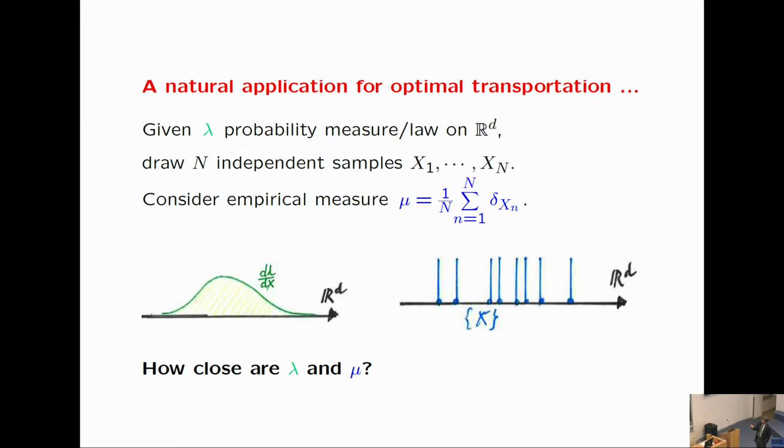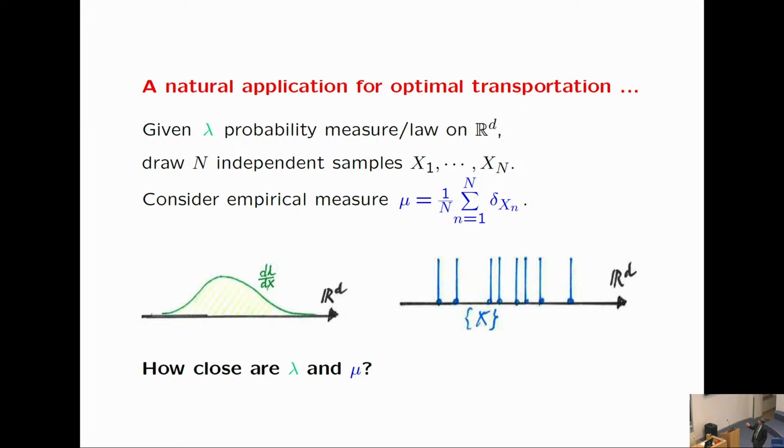So suppose you're given a probability distribution lambda on d-dimensional space, and now you draw n independent samples from that probability distribution, x1 to xn, and you look at what's called the empirical measure, which arises from these samples, which is defined by taking the Dirac measures at these points and then taking this type of average. And as you know from the law of large numbers or the central limit theorem, this empirical measure should become closer and closer.